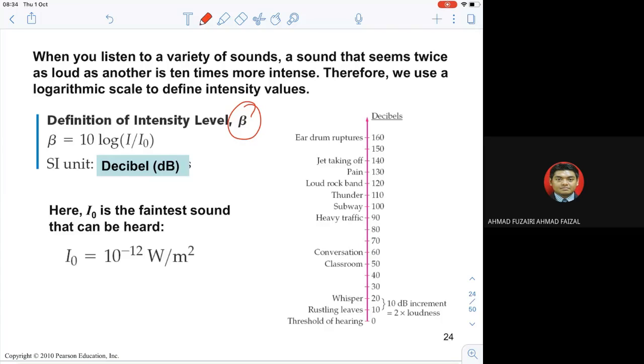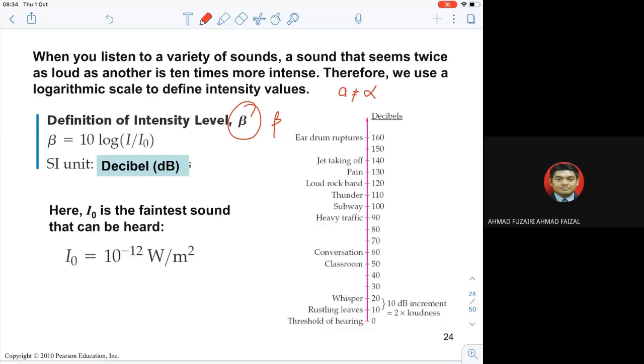Please look at the parameters, the terms used for each term, because sometimes you will get confused between A and alpha. Alpha is not A. Please remember, this is not the same. This is not B. This is beta. Beta is 10 log I over I naught.